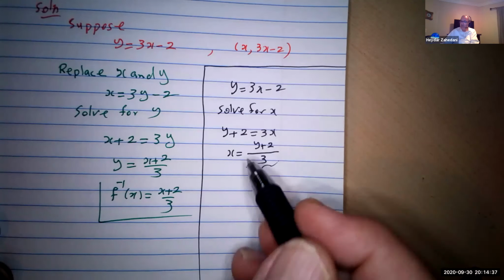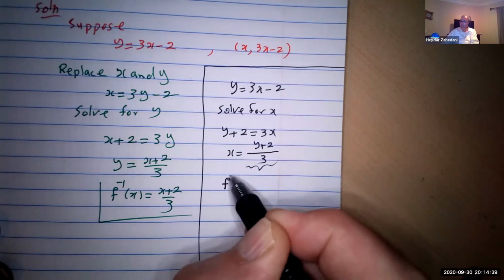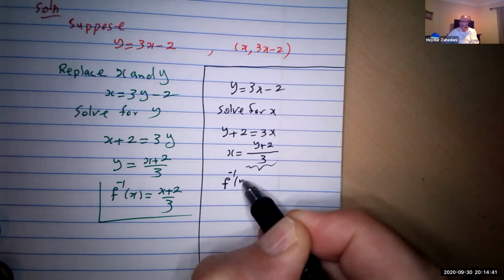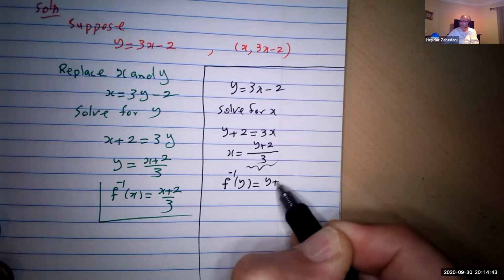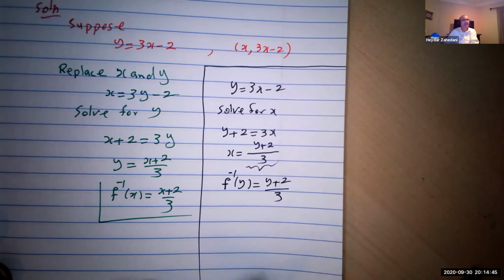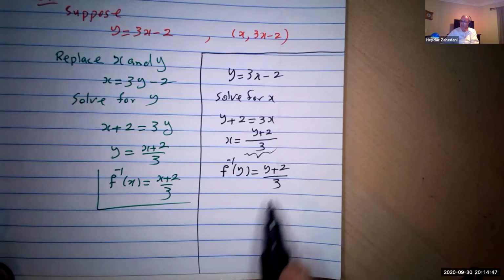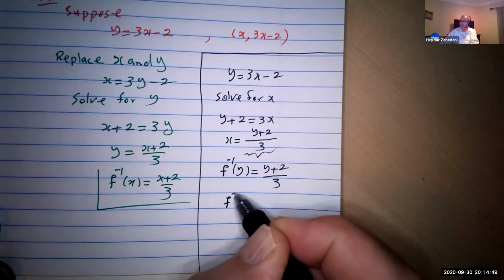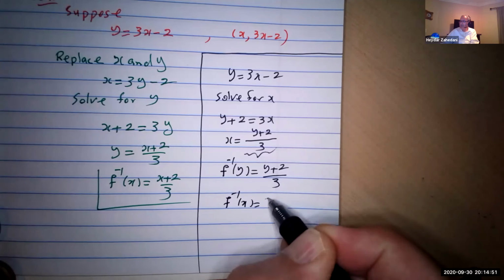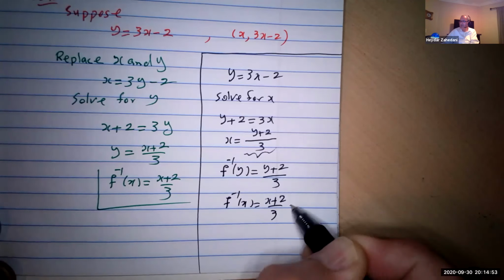But it's going to be f inverse of y. F inverse of y is equal to (y plus 2) over 3. But if you like, call it x now. F inverse of x is (x plus 2) over 3. And you're done.